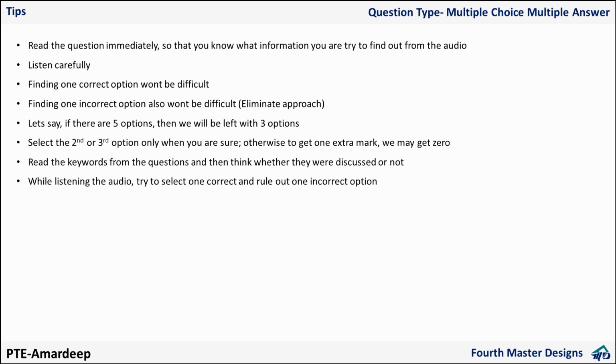Okay guys, this is very important. While listening the audio, select one correct and rule out one incorrect. If you don't do, you will be in trouble. Keep that in mind.